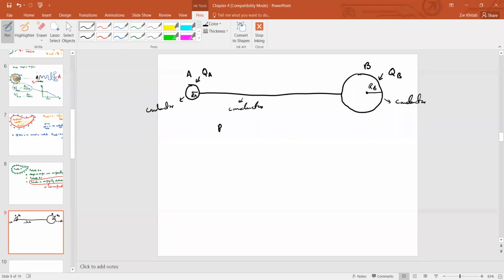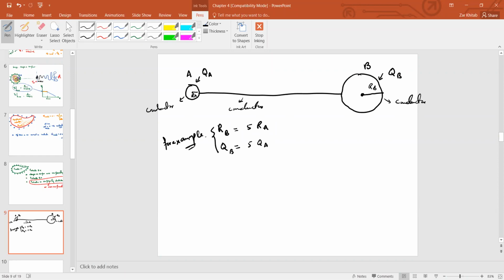Let me say RB is 5 times RA. Just for example, you can consider any other number or take any other size. And let me also say that, of course, QB is bigger. So QB is 5 times QA, just for example. Since QB is a bigger sphere, it can accommodate more charge.